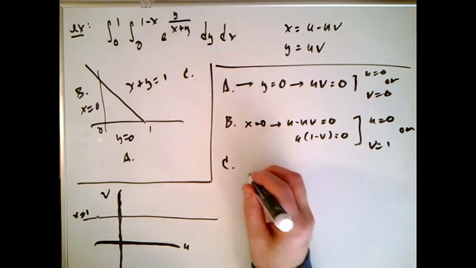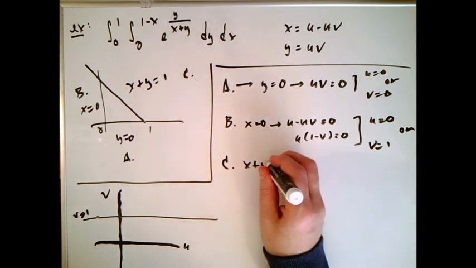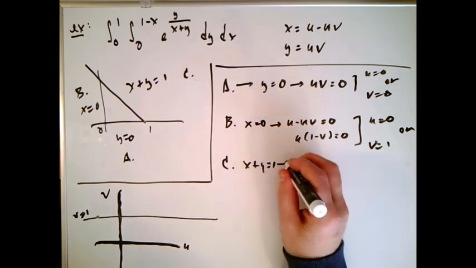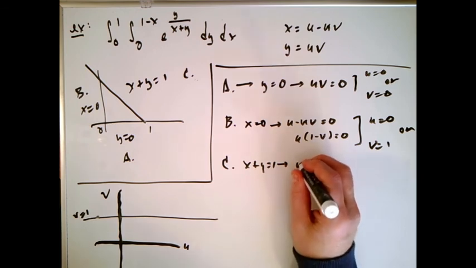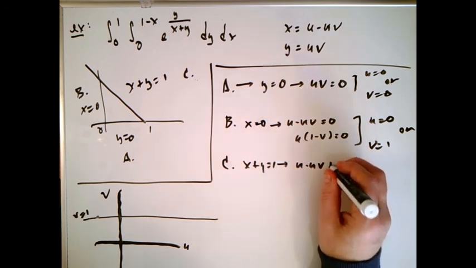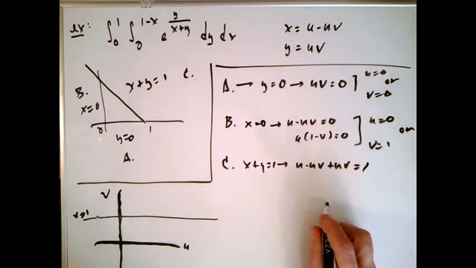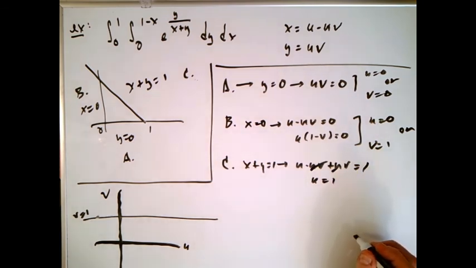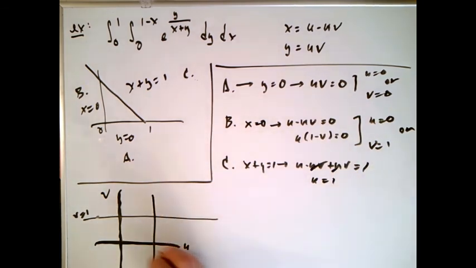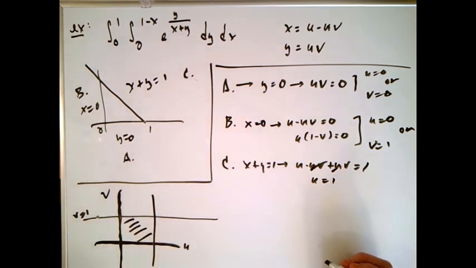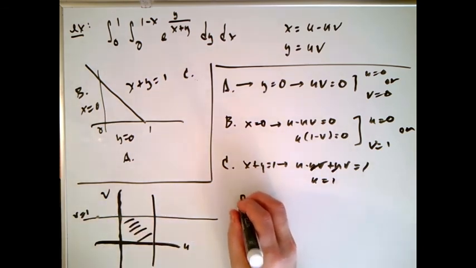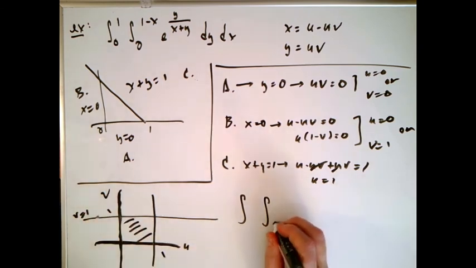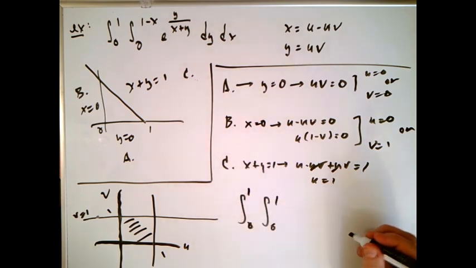And now C, we have this line, the most complicated one, x plus y equals 1. And so I'm going to put u minus uv in for x and uv for y. So this becomes u minus uv plus uv equals 1. The uv's cancel, and I get u equals 1. U equals 1 is just that vertical line there. So we got just a lovely, lovely new region. So the next thing I want to do is start writing down the integral. You can see that the limits of integration here are just going to be 0 to 1 and 0 to 1. It's as nice as I possibly could have.